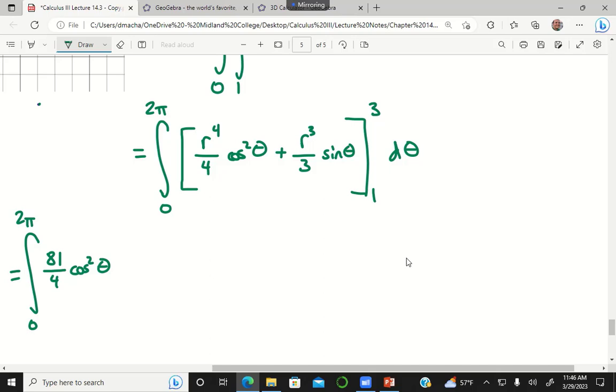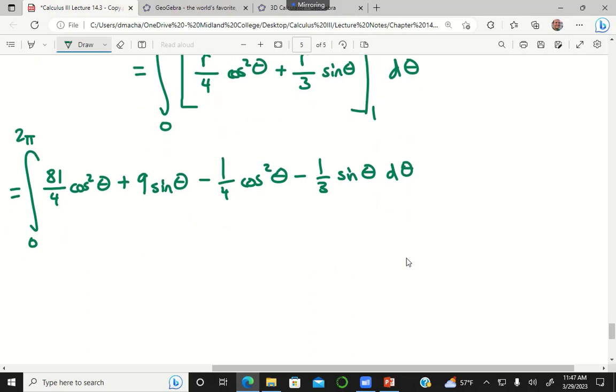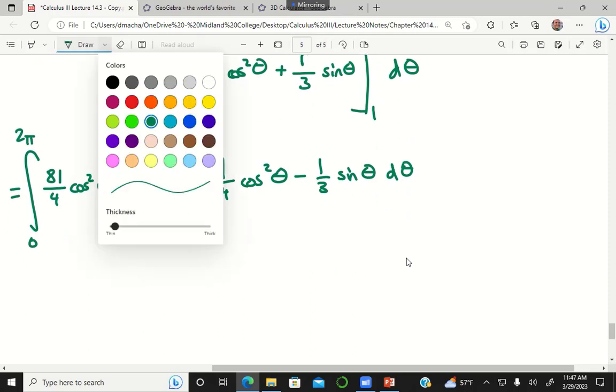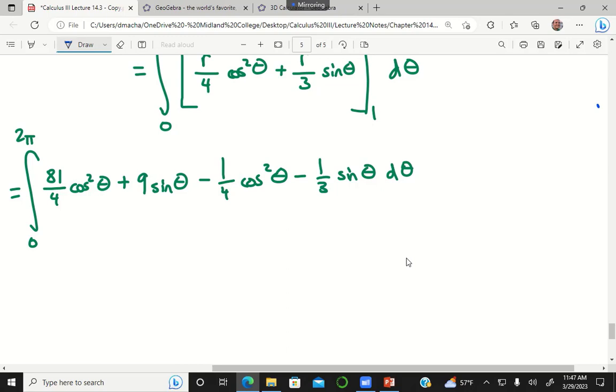So I have 81 over 4 cosine squared theta. And then plus 3 to the 3rd power would be 27, of course divided by 3 is easy. So 27 divided by 3 is 9 sine theta, minus 1/4 cosine squared theta, minus 1/3 sine theta, d theta.